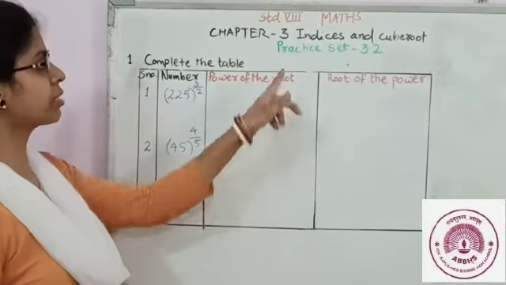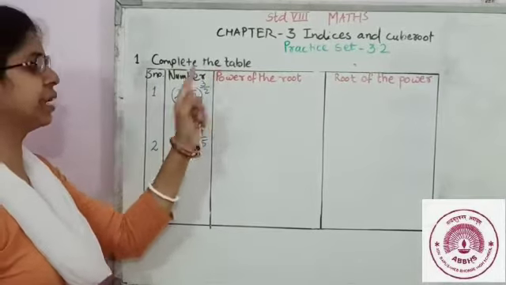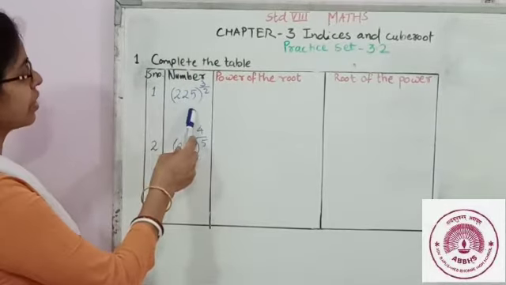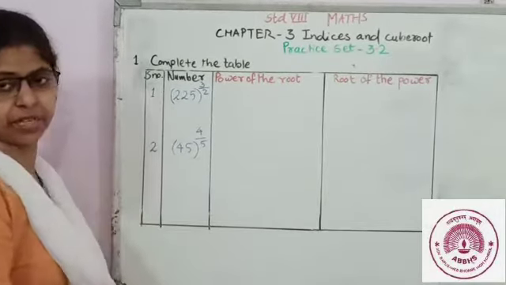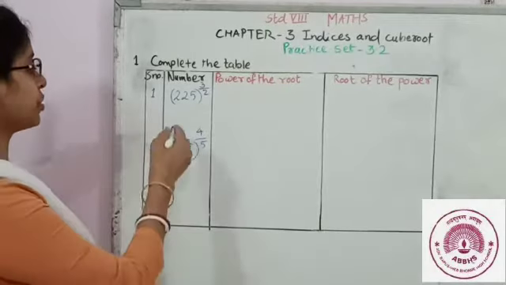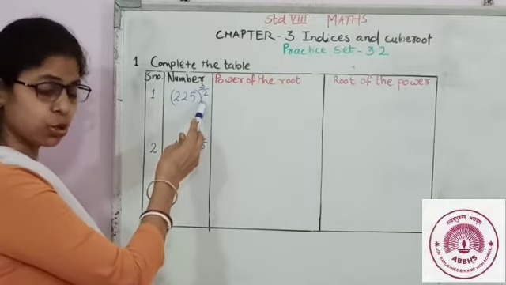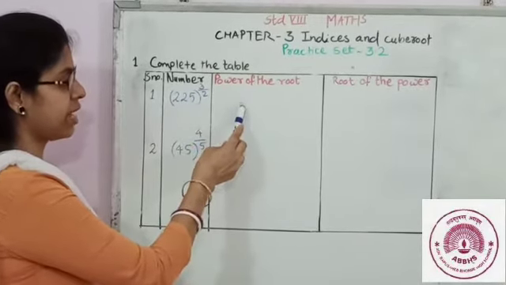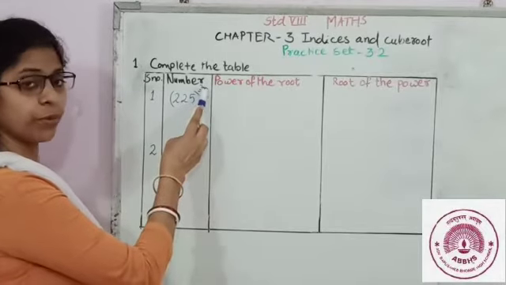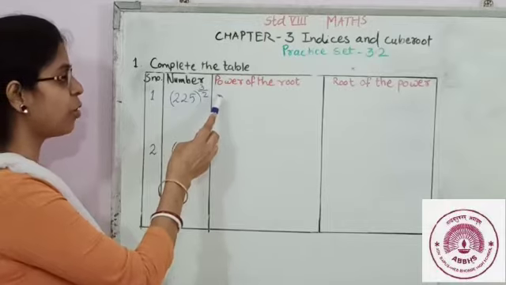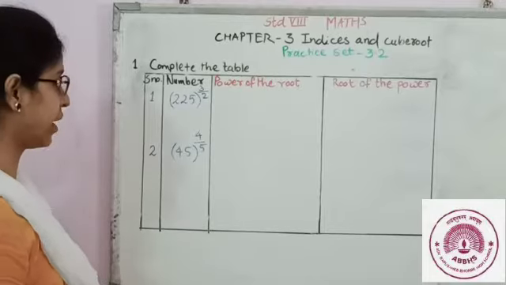Let's start with practice set 3.2. Here the first question is complete the table. Now here the numbers are given and we have to write these numbers in both the ways of writing that we have seen a little ago. So first one is 225 raised to power 3 by 2. Now here we have to write it as power of the root. Now what is the power here? It's cube because 3 is up here, so it's cube of square root of 225.